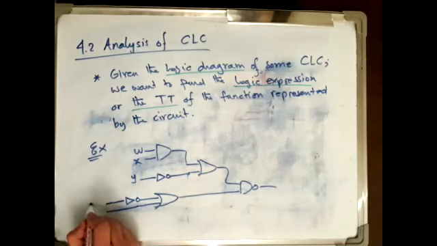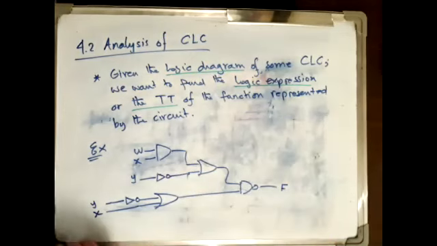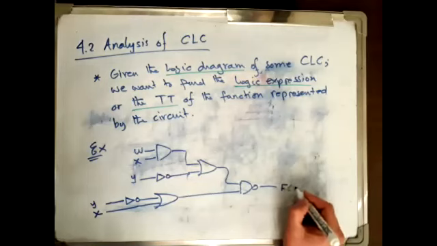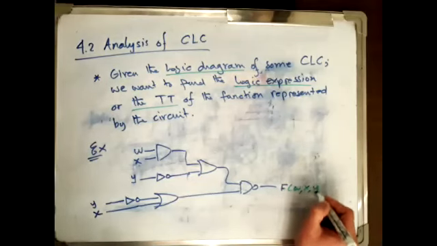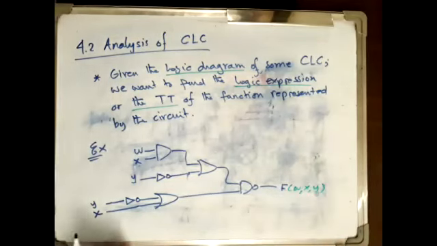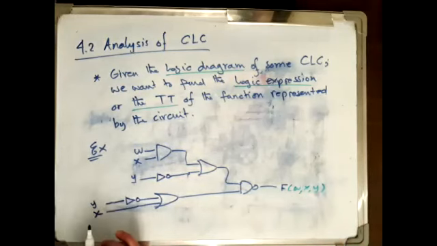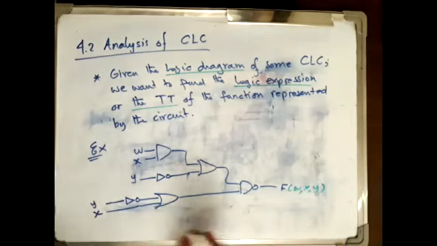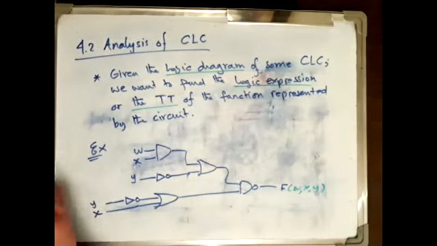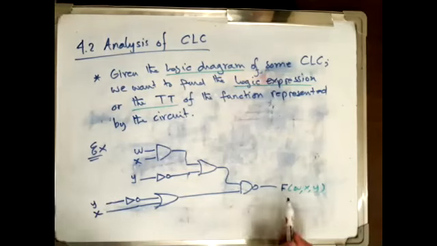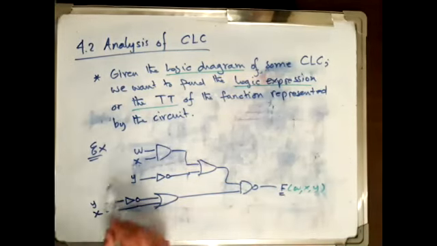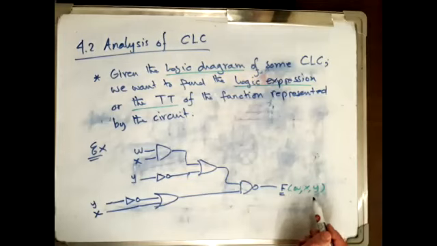And here we have Y, X, and this is F. So this is a combinational logic circuit because F of W, X, Y depends only on the input values. It does not depend on anything else. And in this case, what is required is basically to find the truth table of the function represented by this circuit, or the logic expression of this function.